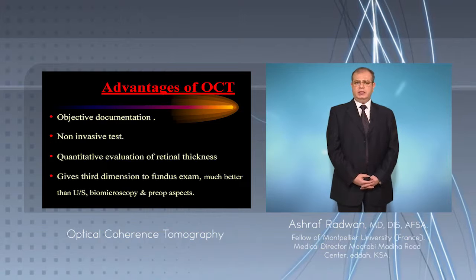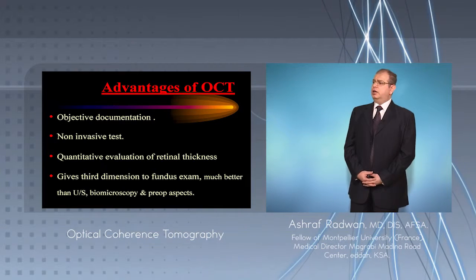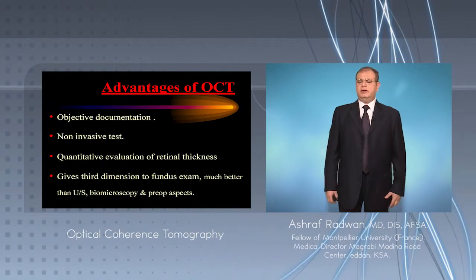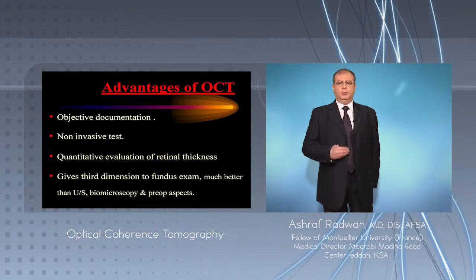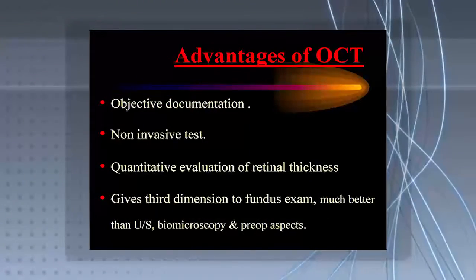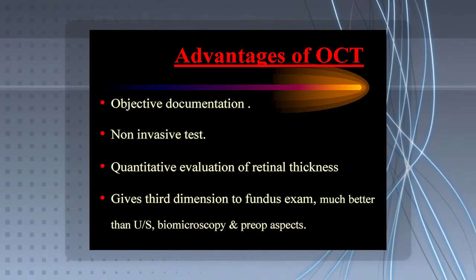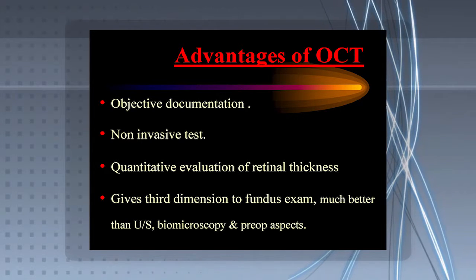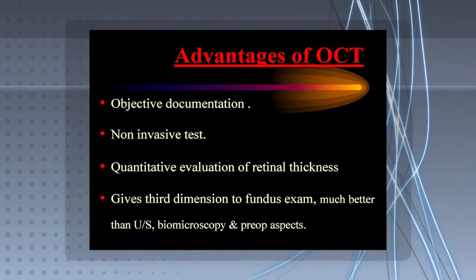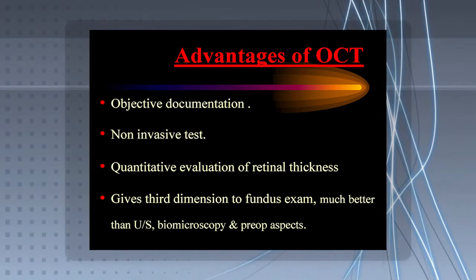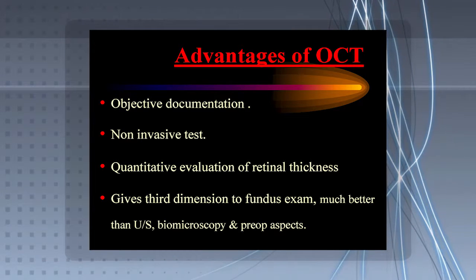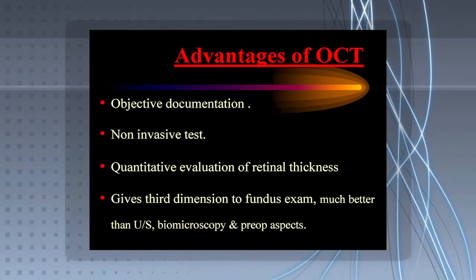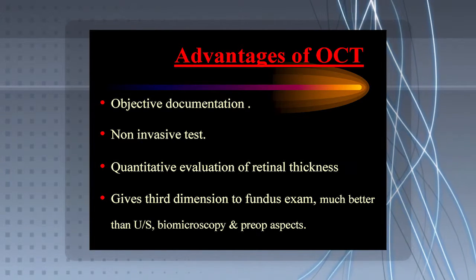The advantage of OCT is that it is an objective document. It is a non-invasive test, as we are not injecting the patient with any dyes. We just put the patient in front of the OCT machine that takes some images of the macula and the optic nerve. A very important advantage is that it gives us a quantitative evaluation of the retinal thickness. So we can measure the thickness of the macula in microns, as you'll see in a lot of pictures now. It gives a third dimension to fundus examination, much better than ultrasound and biomicroscopy, even in preoperative aspects.